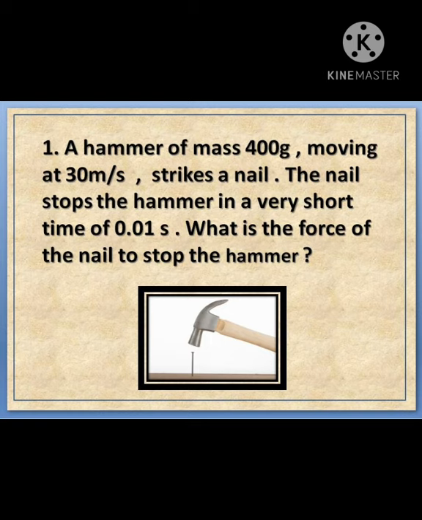Okay student, here is the problem. A hammer of mass 400 grams moving at 30 meters per second strikes a nail. The nail stops the hammer in a very short time of 0.1 seconds.